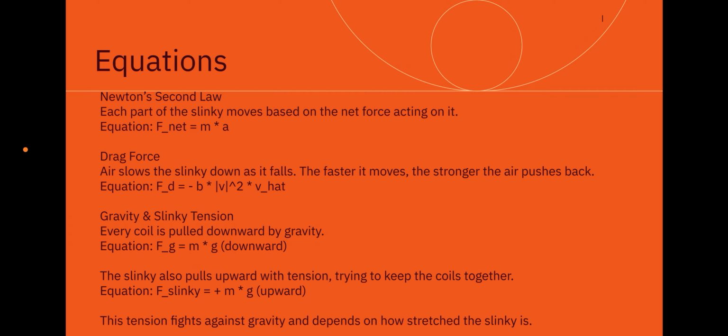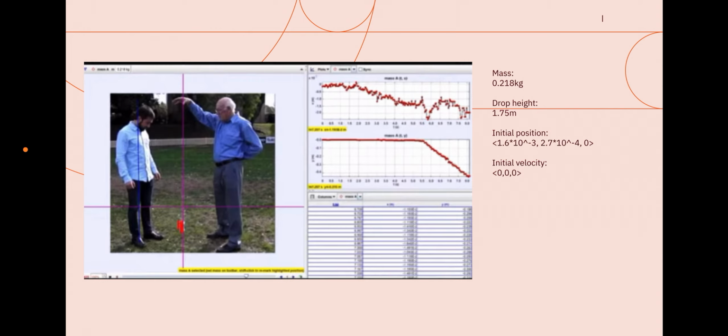Every coil is pulled downward by gravity. The slinky also pulls upward with tension, trying to keep the coils together. The tension fights against gravity and depends on how stretched the slinky is. So even though we didn't model anything ourselves, these equations explain exactly what we observed.